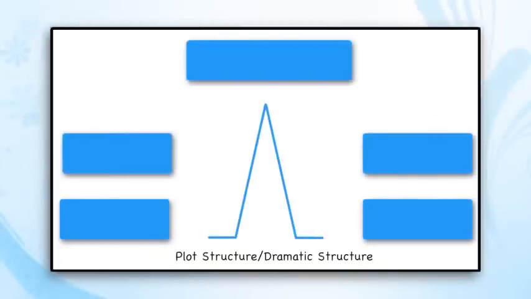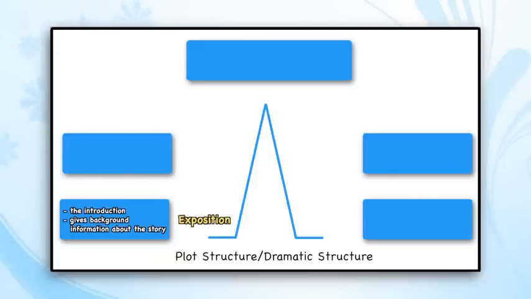First, begin your essay with an exposition. This is the introduction of your story. It gives your readers the background information that is needed to understand your story. This information can include an introduction to your characters, settings, and so forth.